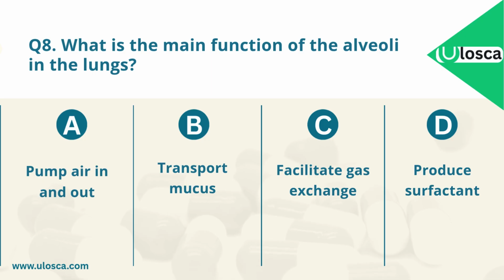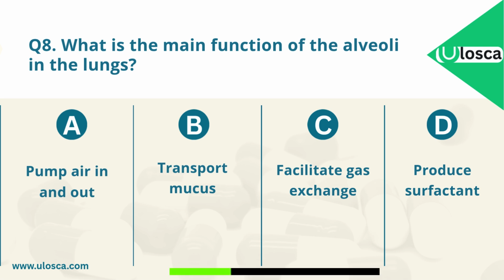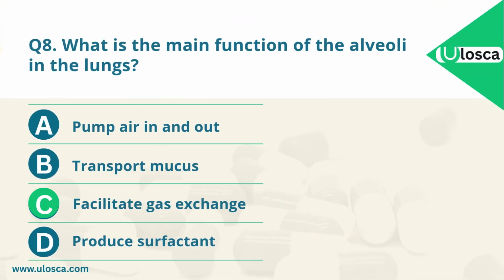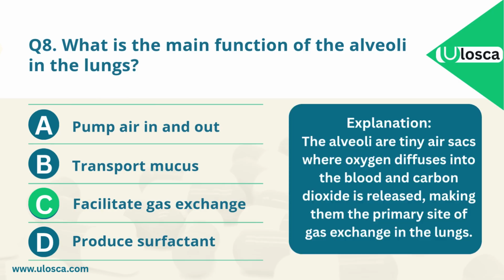Question 8. What is the main function of the alveoli in the lungs? A. Pump air in and out. B. Transport mucus. C. Facilitate gas exchange. D. Produce surfactant. Which one is the correct answer? The correct answer is C. Facilitate gas exchange. Explanation. The alveoli are tiny air sacs where oxygen diffuses into the blood and carbon dioxide is released, making them the primary site of gas exchange in the lungs.